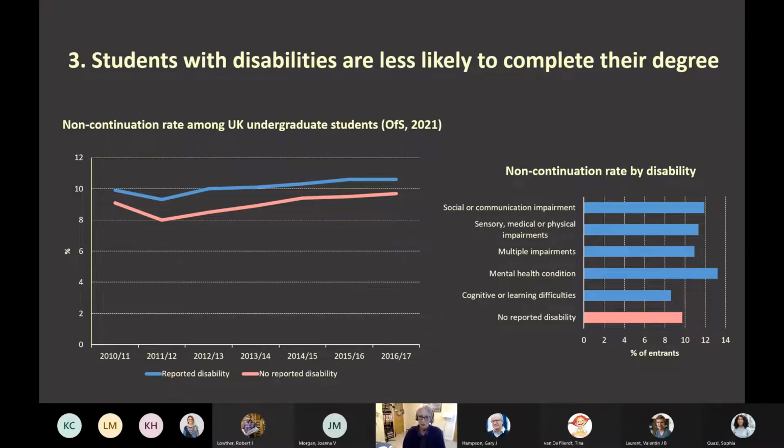Why is this important? It's important because the data consistently show that students who declare a disability are less likely than students that don't declare a disability to progress all the way through to the end of their degree studies. And the kind of conditions that students declare is related to their non-continuation rate.